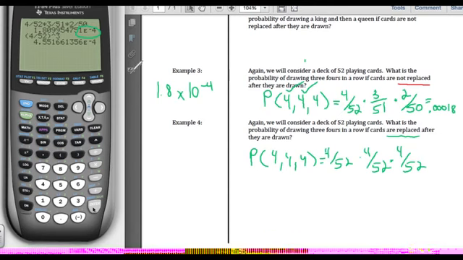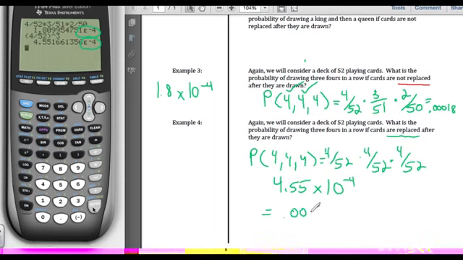And again, it's not 455%. It's 4.55 times 10 to the negative 4. This e is 10 to this power, to the negative 4. So this would be 0.000455. You have to move this decimal 4 places to the left. 1, 2, 3, 4. Fill in the blanks with zeros. When the cards are replaced, we have independent events. When they're not replaced, we have dependent events.